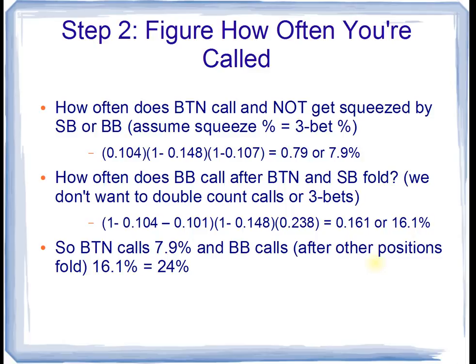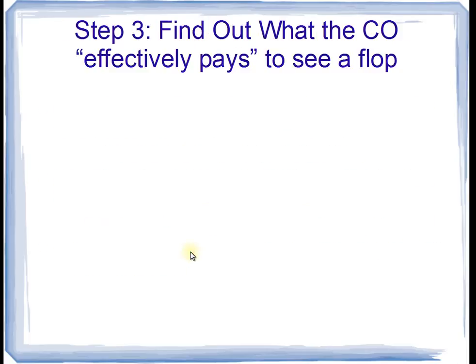calculate things this way because if we don't, we're going to end up doing a lot of double counting where we'll count like the button calls without taking into account the fact that the big blind ended up 3-betting. So we had to calculate it this sort of long way, which is actually a pain to do, but I did it for you. So in total, the cutoff will open and get called 24% of the time. So now we want to figure out how much the cutoff effectively pays to see a flop with the worst hand in his opening range.